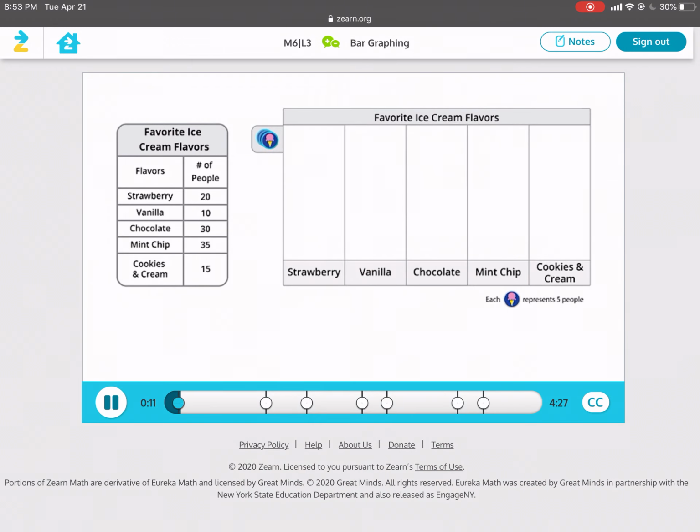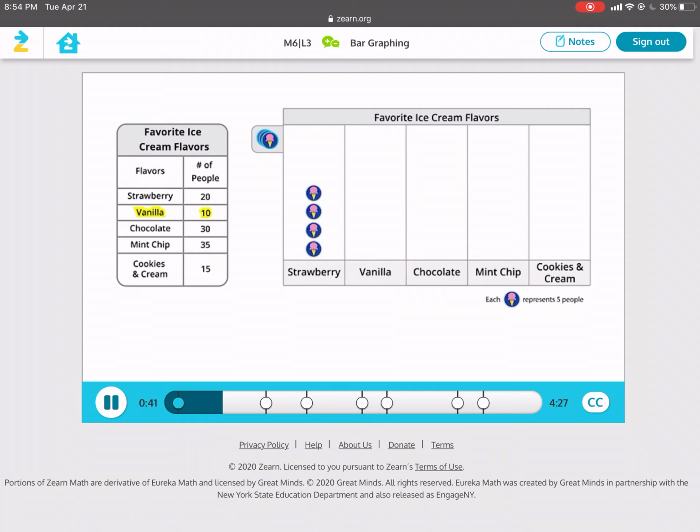Ethan, talk us through your picture graph. The data table shows how many people picked each ice cream flavor as their favorite. The key tells us that each ice cream cone represents 5 people. Nice observations. How did you create your picture graph? 20 people said strawberry was their favorite ice cream flavor. Each cone represents 5 people, and 4 groups of 5 equals 20. So I put 4 cones here to represent 20 people.